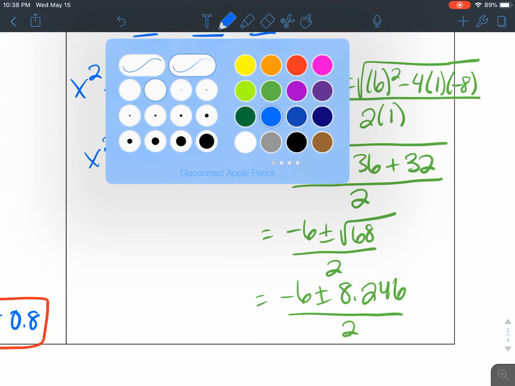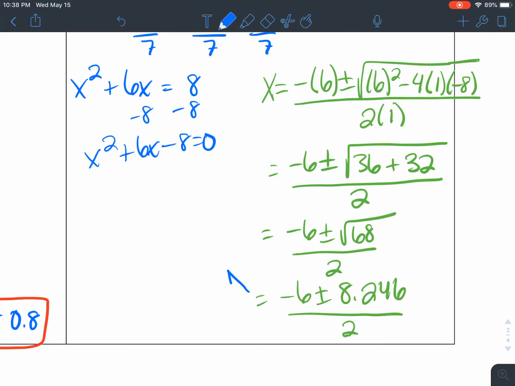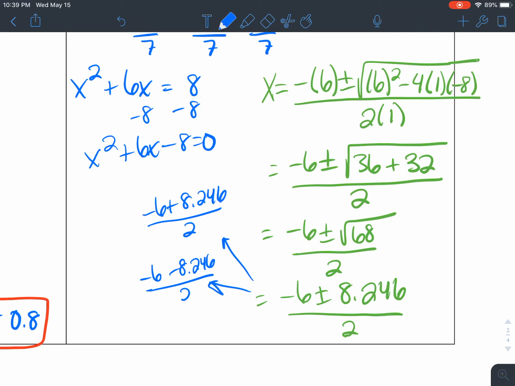I apologize, because now I'm going to be working kind of backwards. Again, we have to evaluate this twice, once with the plus sign and once with the minus sign. So we've got -6 plus 8.246 all over 2, and then once where it was -6 minus 8.246 all over 2.